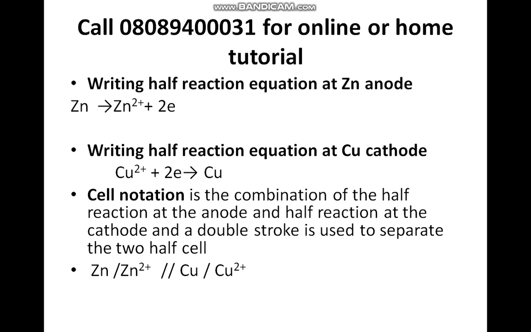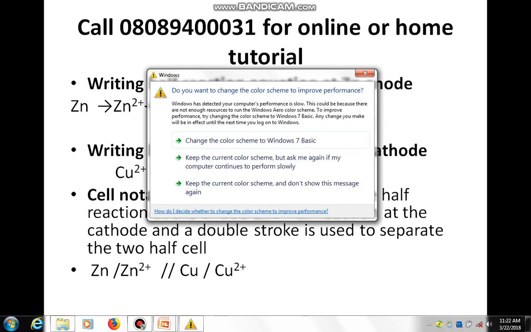What is a salt bridge? The salt bridge consists of high concentration of potassium trioxonitrate 5 salt solution. It allows potassium ion to move into the copper half cell to replace the copper ion that is lost in solution, while the trioxonitrate 5 ion moves into the zinc half cell to balance the excess zinc ion in the zinc half cell.